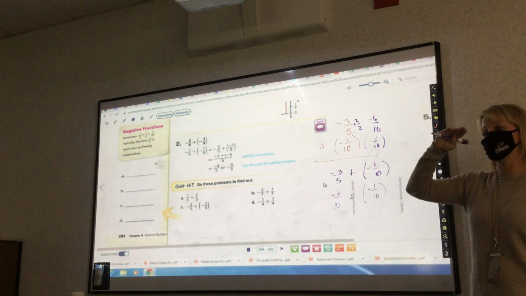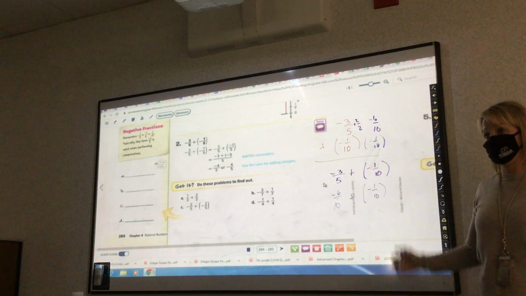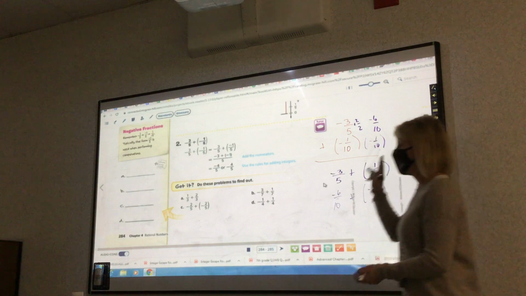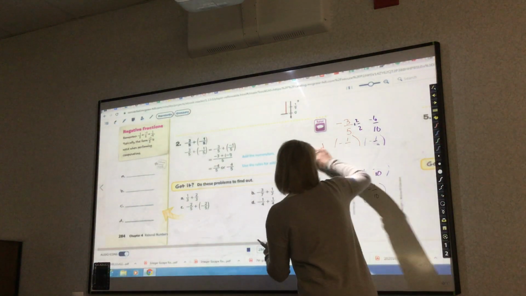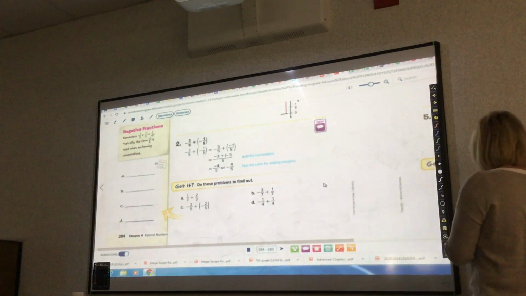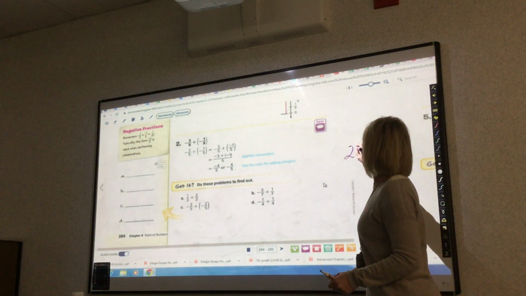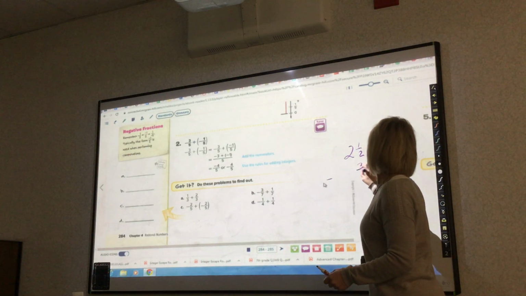We don't have to for multiplying and dividing, because do you have to have a common denominator? No. So that's why we just keep them going across. The second reason is if I have a mixed number. If I have a mixed number, let's say 2 and 1/2 minus 3/4.